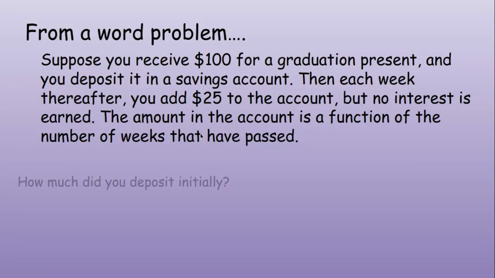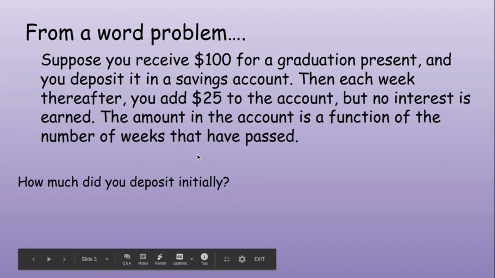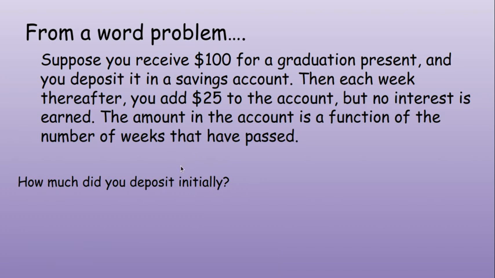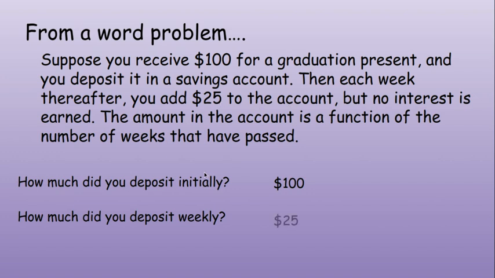So what I'm going to have you ask yourself, how much did you deposit initially? And I want you to focus on this keyword initially because another word for y-intercept is the initial value. So how much did you deposit initially? Well, you received $100 as your graduation present and you deposit it. So that's how much you deposit initially. Next, you're going to be asking yourself a question about some kind of a rate. At what rate did you deposit money in the account? Or how much did you deposit weekly? It says you add $25 to the account each week. So that's our rate. So now we simply write our equation in slope-intercept form.